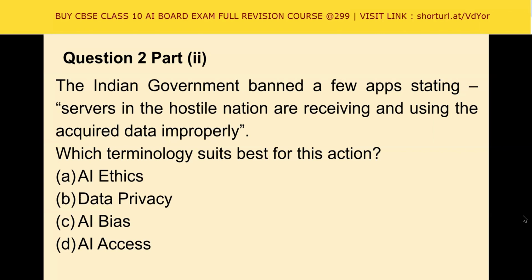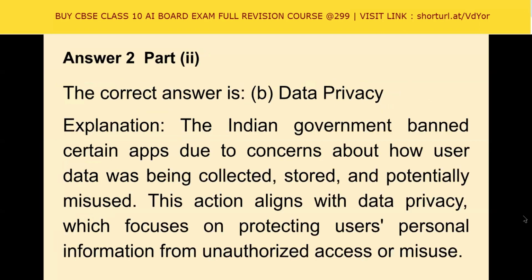So basically, what kind of terminology suits this action? The government has not allowed, meaning banned, those apps where the data is stored in some different country. So it is data privacy, because AI ethics, AI bias, and AI access are different things. Data privacy is where we want our data to be protected and remain private. So the Indian government banned these certain apps because there are concerns that data is being collected, stored, and potentially misused. Okay, so this is the answer.